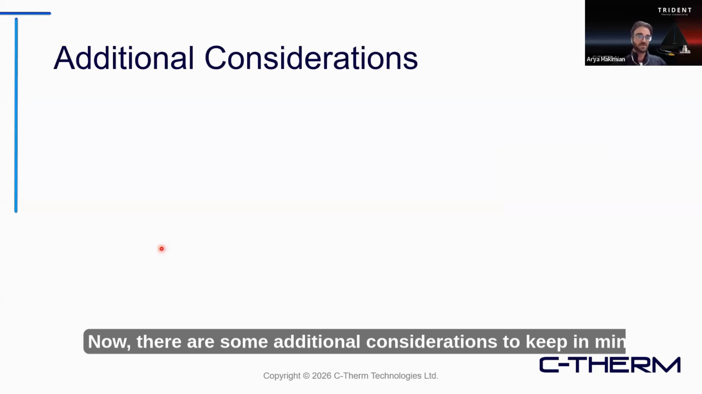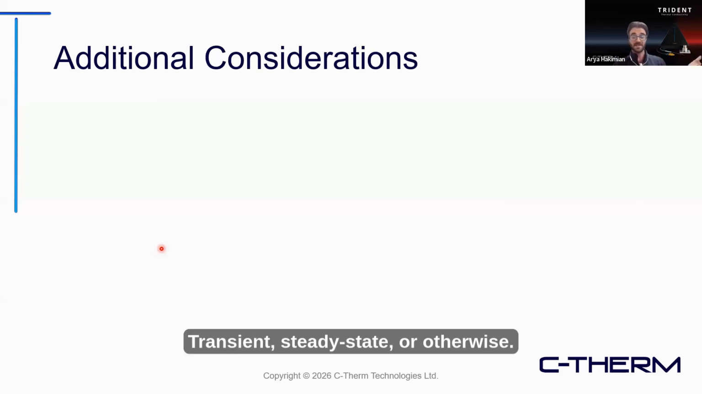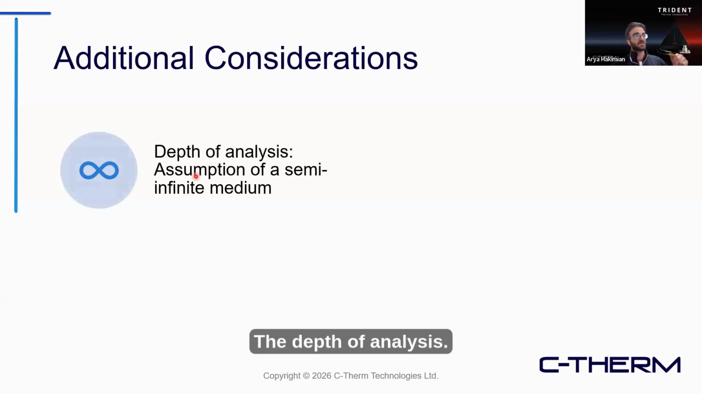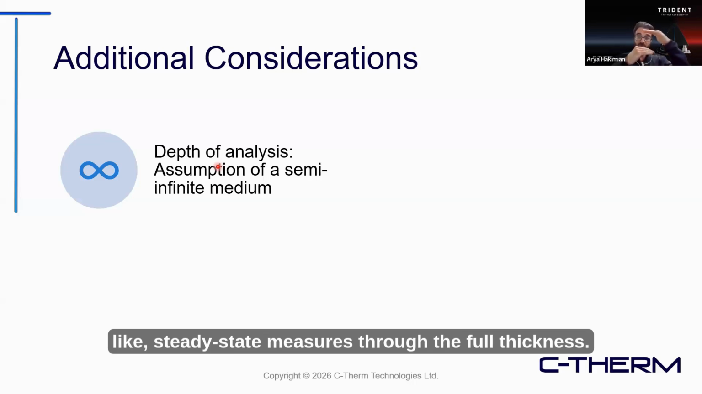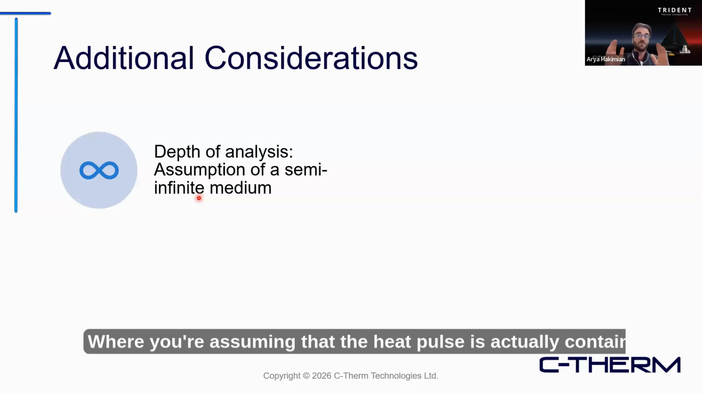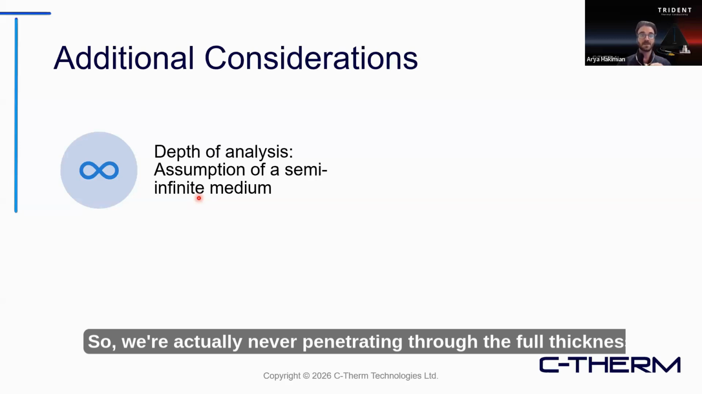Now, there are some additional considerations to keep in mind, and these will vary or be slightly different depending on the method, transient, steady state, or otherwise. It's important to keep these in mind. The depth of analysis: how far are we actually probing into the material? When I said steady state measures through the full thickness, transient does not necessarily do that. Depending on your specific method, there's an assumption of a semi-infinite medium for most standard transient tests, where you're assuming that the heat pulse is contained within the body. So we're never penetrating through the full thickness. And then how does that translate to the outputted results?